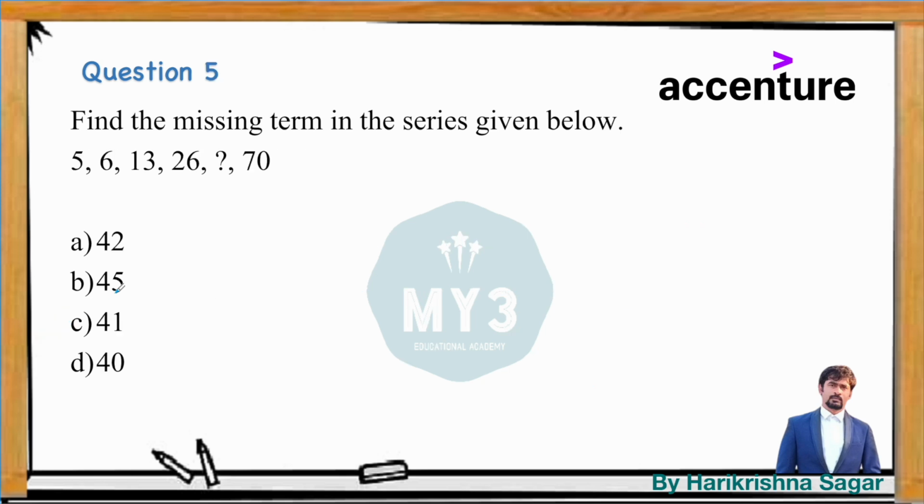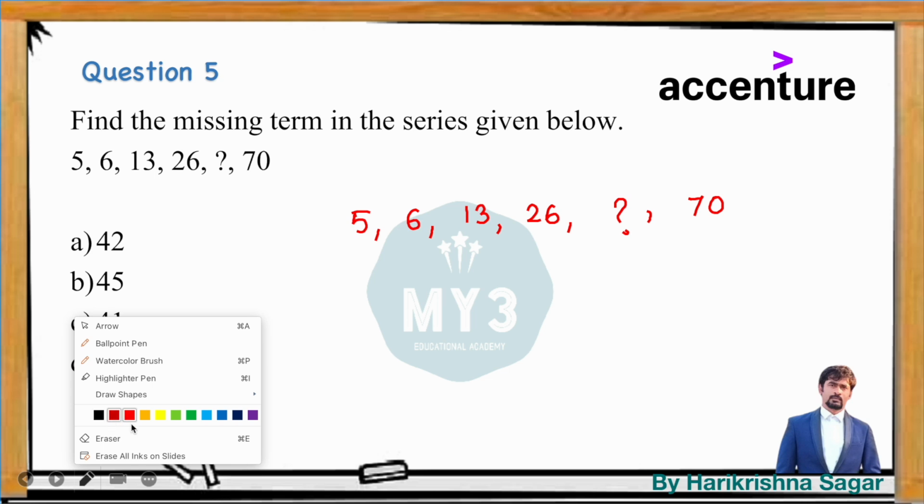Hope you are able to follow. Moving forward to the next question. If you observe this question, we have terms like this: 5, 6, 13, 26, question mark and 70. They are asking us to find the question mark value. So I am trying to observe what is the difference between the terms here.